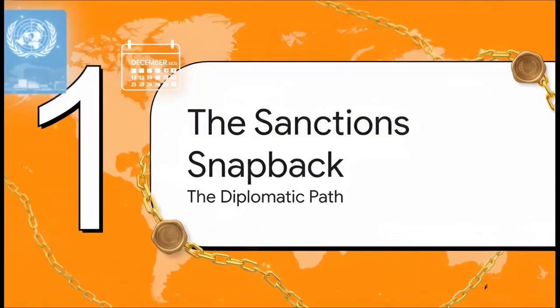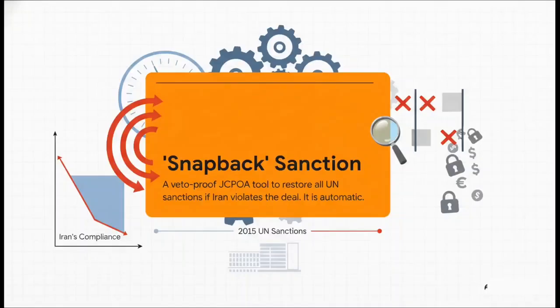Okay, so to really get this, our story doesn't actually start on the battlefield. It starts in the halls of the United Nations back in late 2025. This is where the diplomatic road to war was paved, all thanks to a powerful and pretty controversial tool that was buried deep inside the original Iran nuclear deal. It all comes down to this thing called the snapback mechanism.